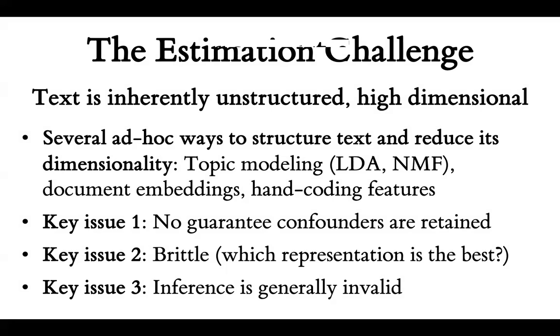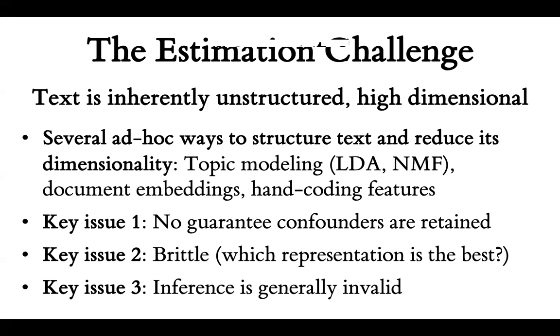And there are many ways of doing this. There are many ad hoc ways of doing this. I can use topic modeling and get a low dimensional representation of the text. I can use embeddings. I can hand code features. The issues with these ad hoc methods are three main issues. One is there's no guarantee that the confounders are retained in this low dimensional representation. And that's because when you construct the low dimensional representation, you're not actually trying to retain confounders.